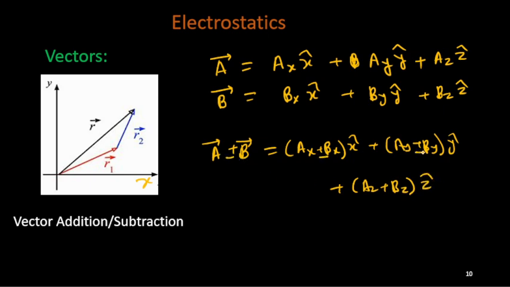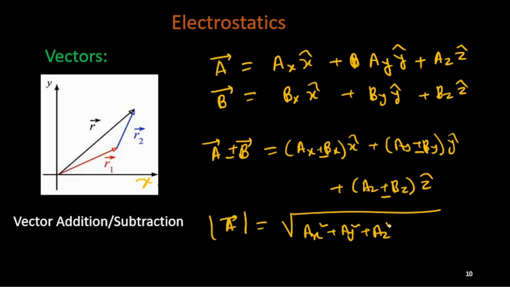I will put subtraction here. So it's very easy to understand addition and subtraction of vectors, and we can find the magnitude as well. So what is the magnitude of this vector? That will be the square root of ax square plus ay square plus az square. Okay, so those things you need to understand, and I will be discussing them in a detailed way.